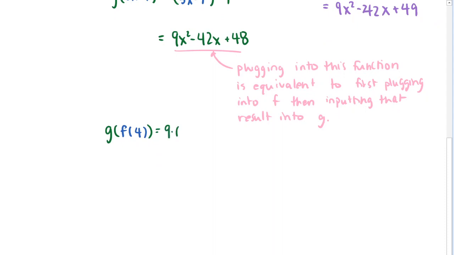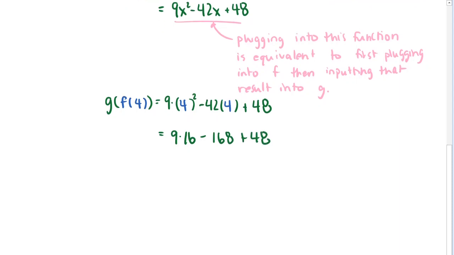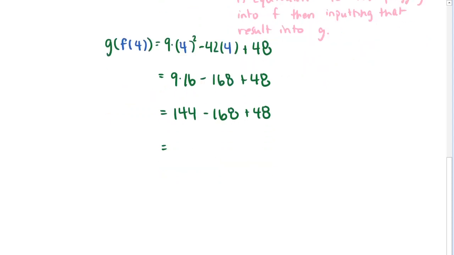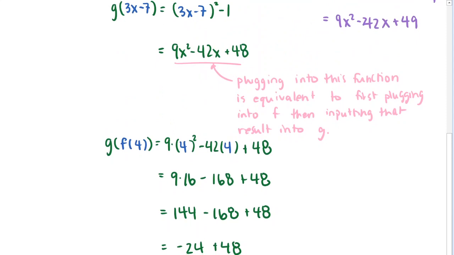So here we've got 9 times 4 squared, take away 42 times 4, plus 48. So here this is 9 times 4 squared, that's 9 times 16, minus 42 times 4 is minus 168, plus 48. And so 9 times 16, that's 144, and then minus 168 plus 48. And so this is the same as 144 minus 168 is minus 24 plus 48, and then adding these two together gives us positive 24. So we did get the result we expected. And so really, this expression here gives us the same outputs as plugging into f, evaluating that, plugging that result into g, and then evaluating that.